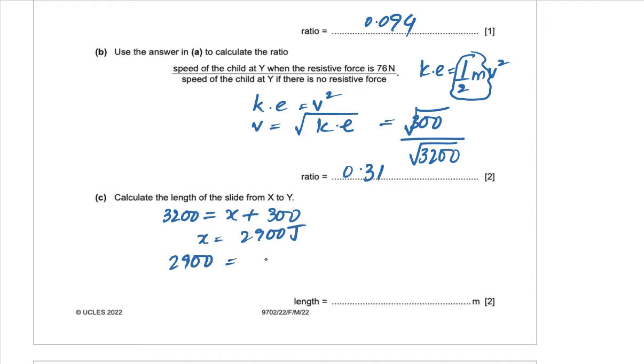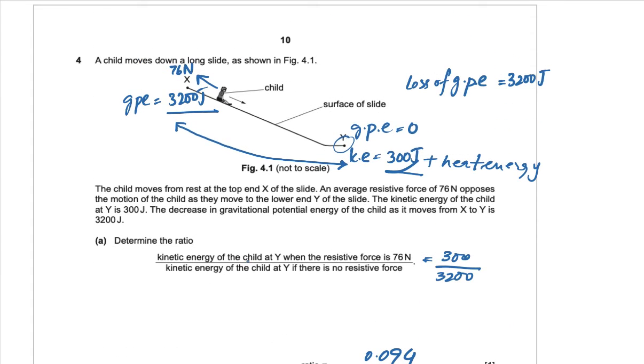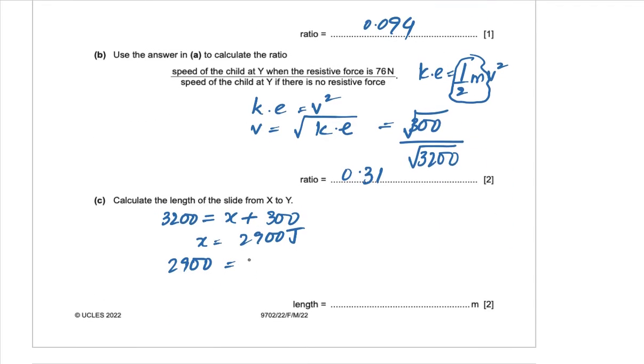The lost energy is equal to the resistive force, because the energy was lost due to the resistive force, and the resistive force had a magnitude of 76 newtons. So the resistive force multiplied by the distance that this boy covers, and that's what we have to calculate. So this is the distance. Now you will have a value for distance as 38 meters.